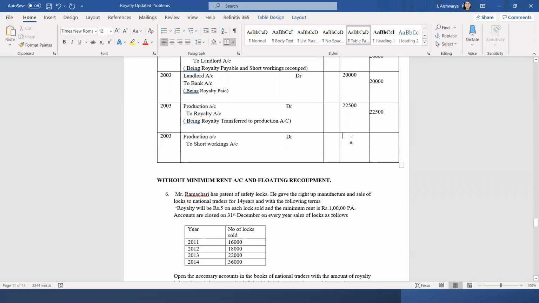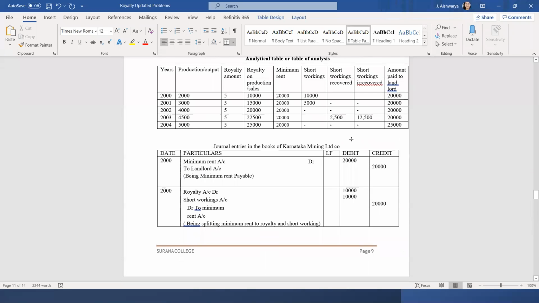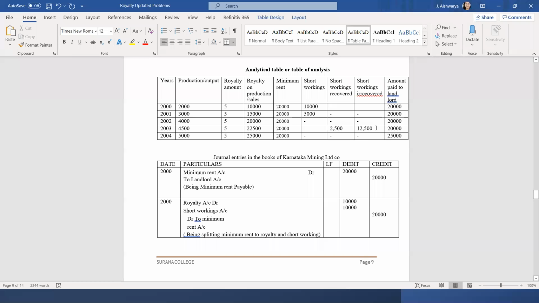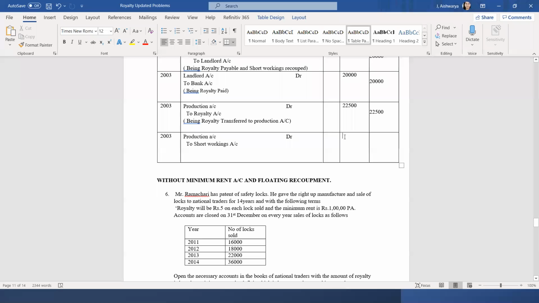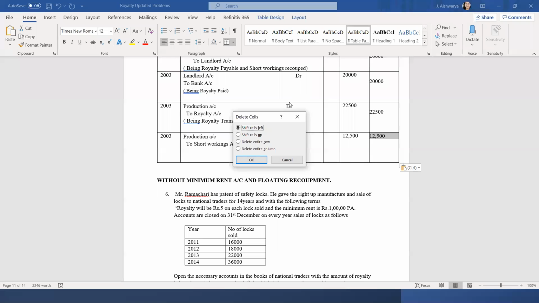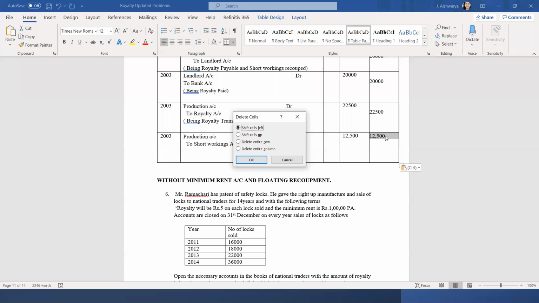How much has been transferred to production account? The short workings amount, the irrecoverable amount, is how much? 12,500. So please participate, everyone participate in the answering session. One second, I have to type it.